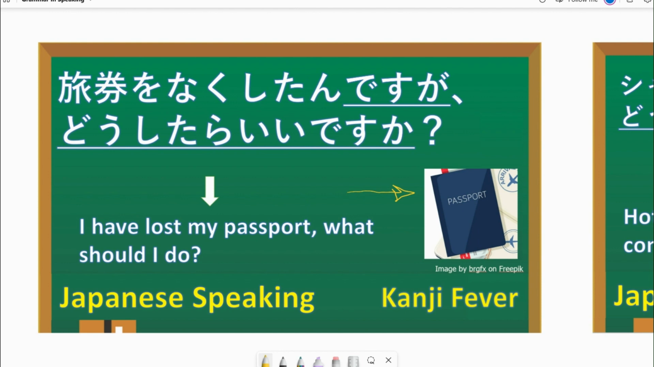料金をなくしたんですが、どうしたらいいですか？ It means, I lost my passport. What should I do? You want that person to tell you what is good to do now, what you can do now. So at that time, どうしたらいいですか？ It says, what should I do now? What should be the next action? If you know, please tell me.